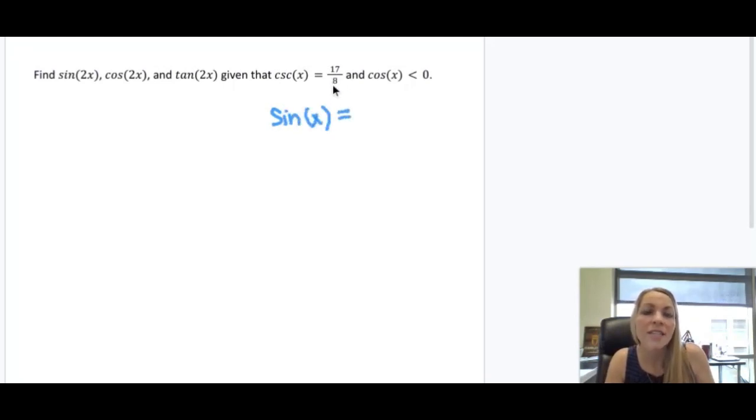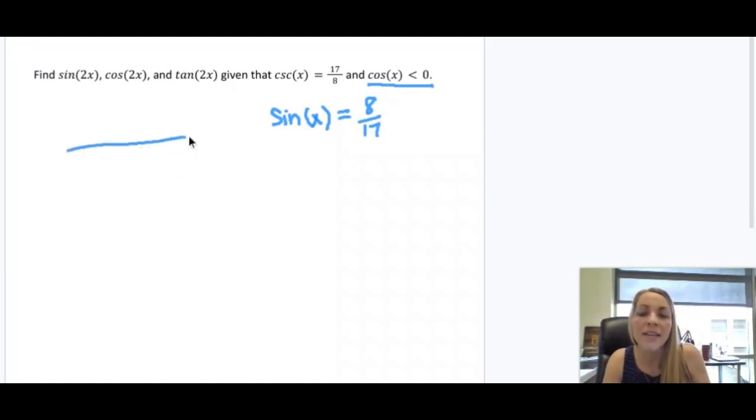equals, and since it's the reciprocal function, I'm going to go ahead and just flip this around as well. Make this 8/17. This might be something that's a little bit more familiar to you. So from this, and given that the cosine of x is less than 0, I'm going to draw a triangle in the standard xy coordinate plane.